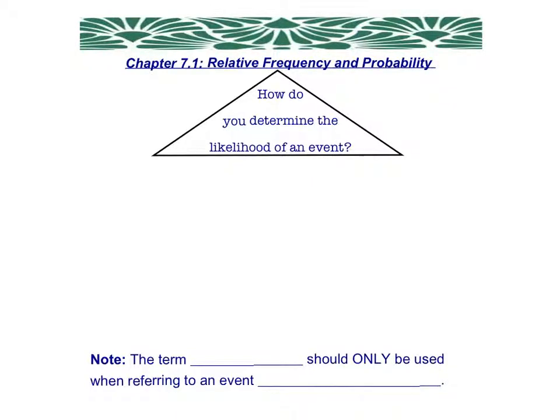Hi everyone! Today we're doing chapter 7.1 on relative frequency and probability. So the question I have is, how do you determine the likelihood of an event? If you were in class for the lesson, we discussed this at length, and we came up with two types of events. Events that have happened in the past, and events that are going to happen or might happen in the future.